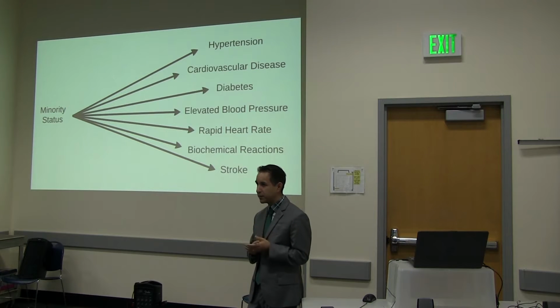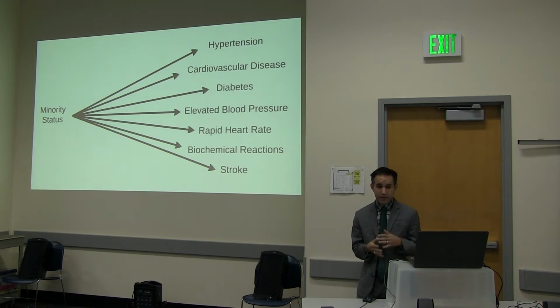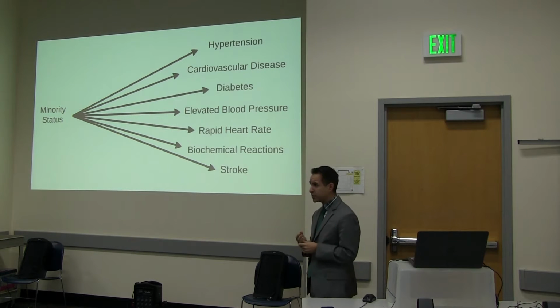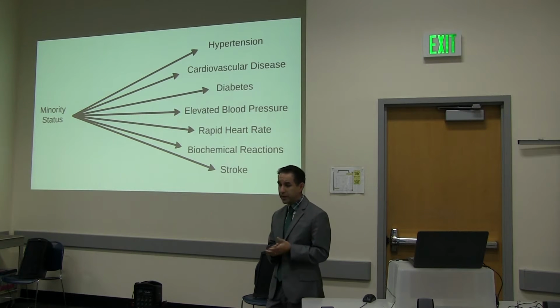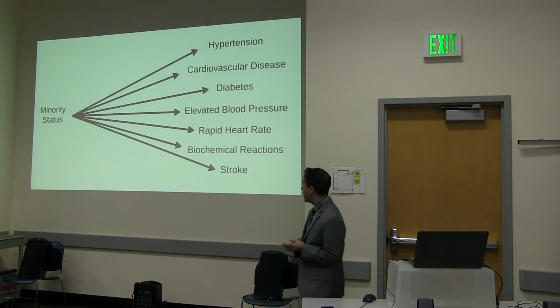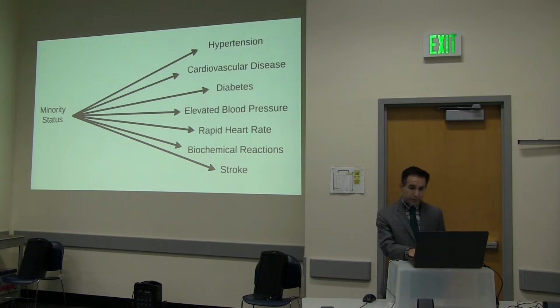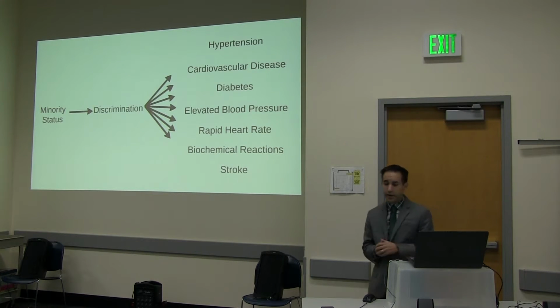minority status. So we know that there are physical differences like hypertension, cardiovascular disease, diabetes, blood pressure, where racial minorities and other types of minorities are higher in these types of things. And we also see things related to negative psychological outcomes as well.